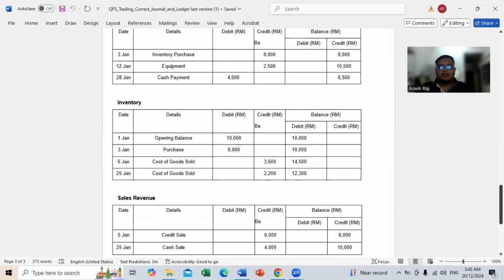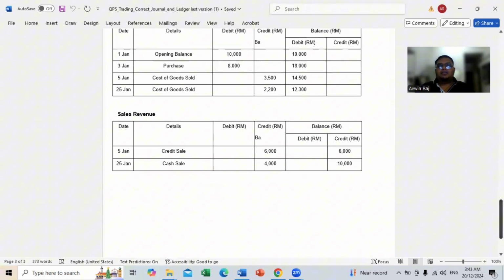The last transaction will be on 25th January, with a closing balance of debit 12,300. Lastly, for sales revenue, there are two entries. The last transaction will be on 25th January, with the closing balance of credit 10K.